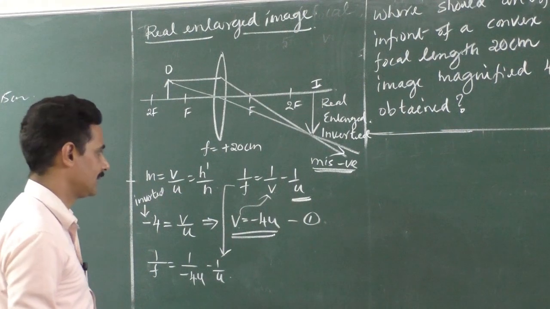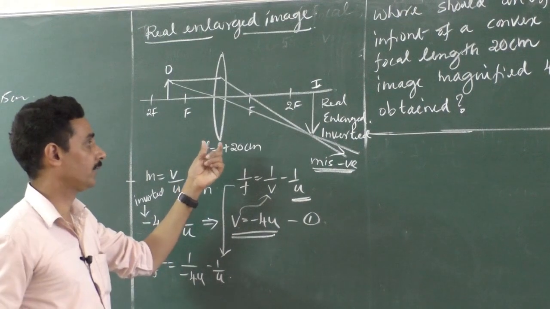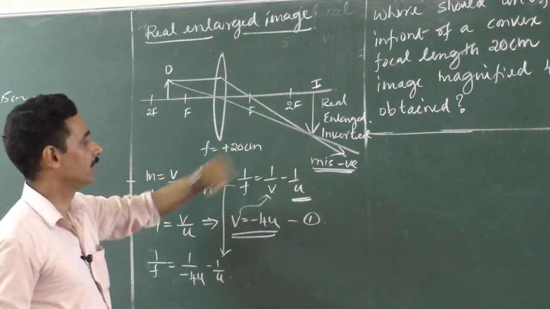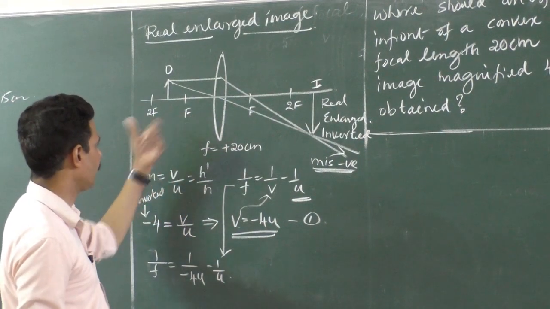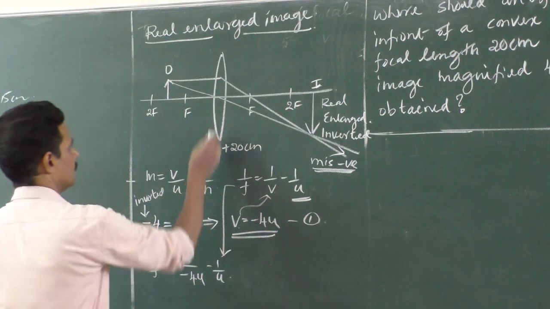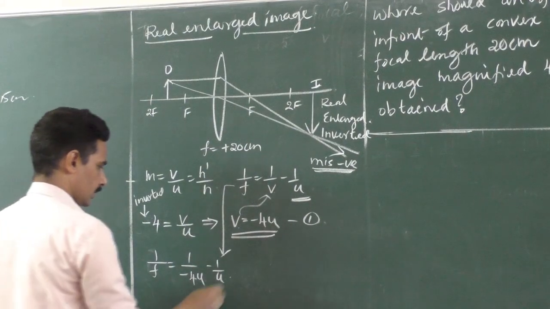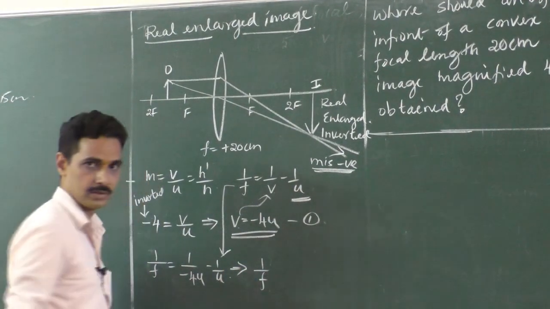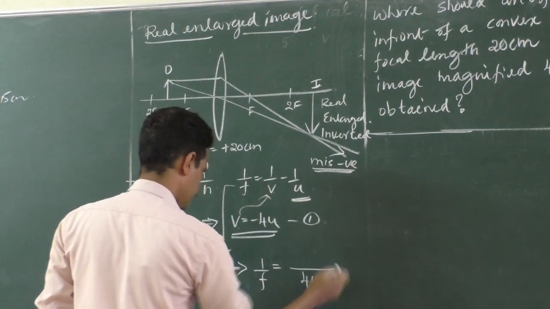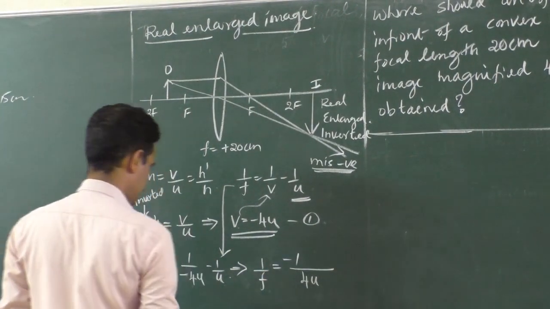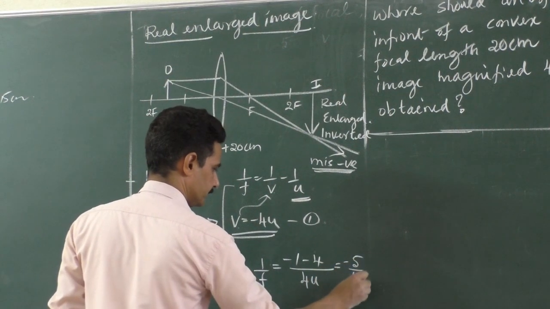Another thing you can guess is, for a lens of focal length 20 centimeter, where should be an object so that the image is magnified and away from 2f? Image is away from 2f and the object will be between f and 2f. That means between 20 and 40. Your answer should be, object distance between 20 and 40. Let us check it. And it should be on the left hand side. u should be negative. So that implies 1 by f is equal to, can I take 4u common? 1 minus 4 times, over 4u. This is minus 5 by 4u.